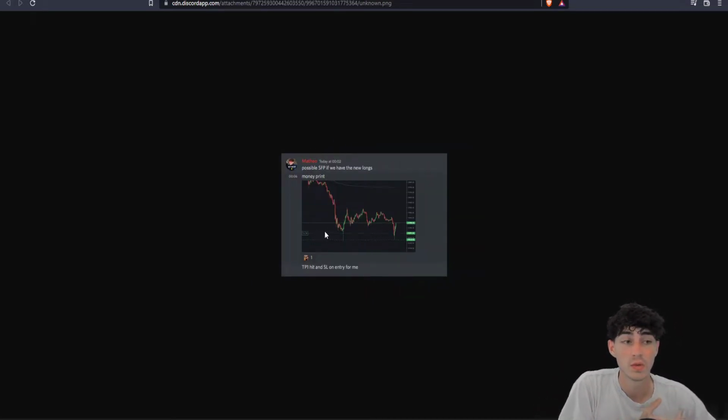Then I said we got a possible swing through here. So possible swing through, as you can see right there at midnight, and then boom, at the end we did a nice move to the upside.